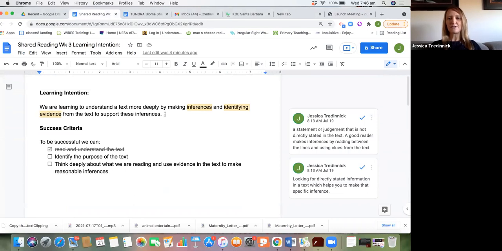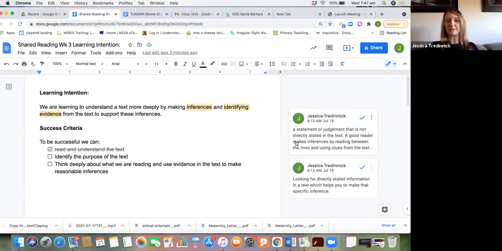So as always, we're going to be starting with the success criteria and the learning intention. We are learning to understand a text more deeply by making inferences and identifying evidence from the text to support these inferences. This is the bulk of what we're going to be doing today. An inference, as we unpacked on Monday, is a statement or a judgment or a thought or an idea that is not directly stated in the text. A good reader makes inferences by using the clues from the text to say what the author hasn't said. We're going to be doing that today.